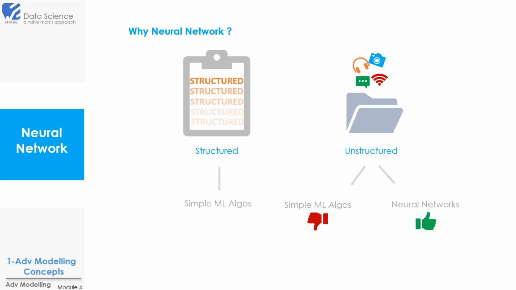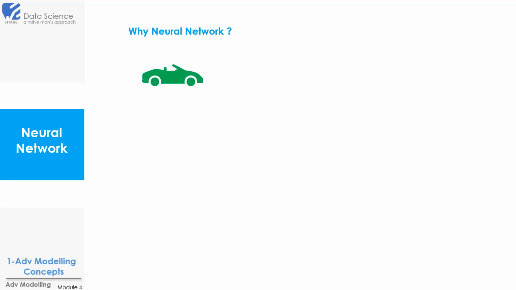Furthermore, there are instances when the number of features is very high and all features must be included. In that case, neural networks outperform other algorithms. So let me give you an example for this. Suppose we have an image of a car and we want to build a classifier which can distinguish between a car and a non-car. Basically, it can identify that it is a car by just looking at the image.